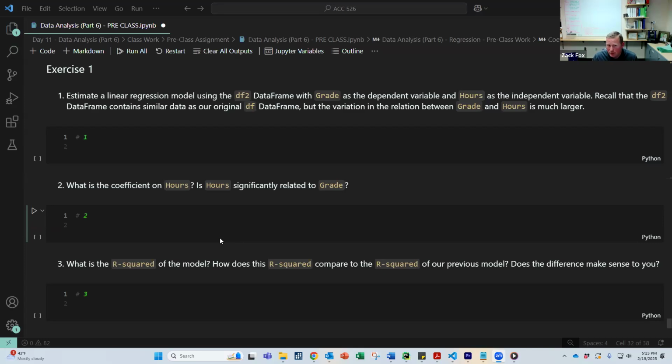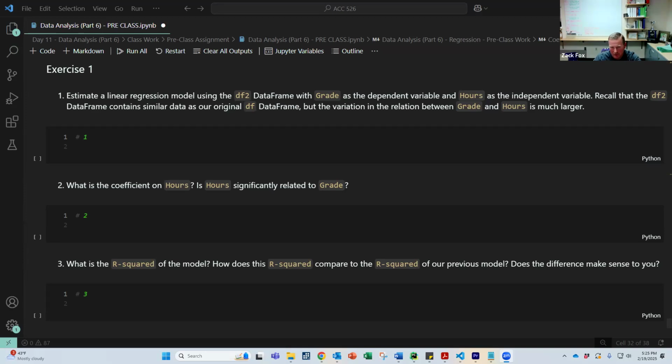The other thing I want you to do is to look at the R squared of the model. How does the R squared of the model compare to the first R squared that we saw in the first model? And does this difference make sense to you? So again, pause this video and attempt this exercise. Hopefully you had a chance to do this.